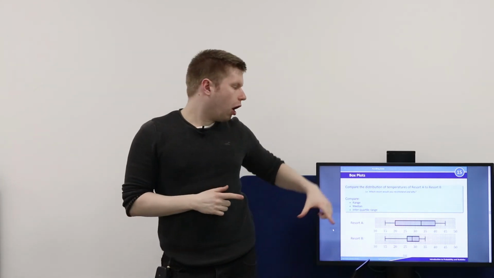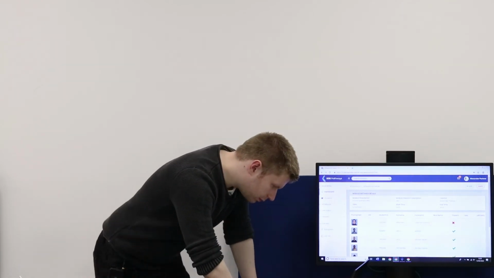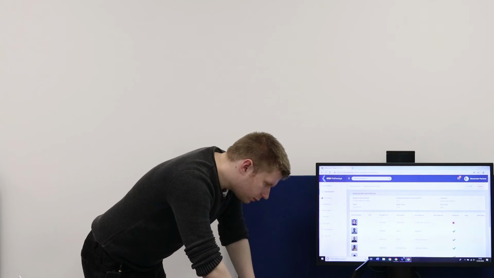Okay. All right, let's think about range then. So what would the range tell us? The highest temperature and the lowest temperature. Good, so it's the difference in the extreme temperatures. So is the range higher for the top or the bottom? So which is higher, resort A or resort B? Resort A. Good, so it's resort A, okay?